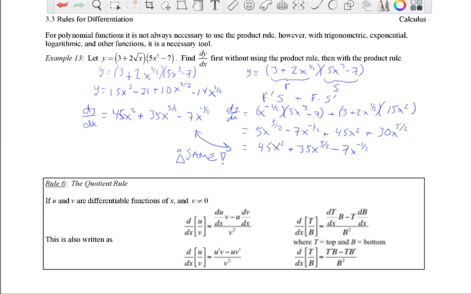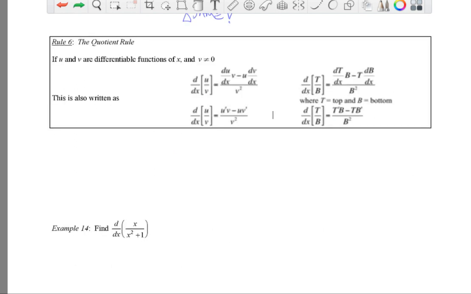All right, the quotient rule. I like this version of the quotient rule. So again, we have u and v functions. We have our standard one right here, but I like to use t and b for top and bottom. So we have the derivative of the top times the bottom minus the top times the derivative of the bottom over the bottom squared. And we can also write it with the abbreviated notation using the primes.